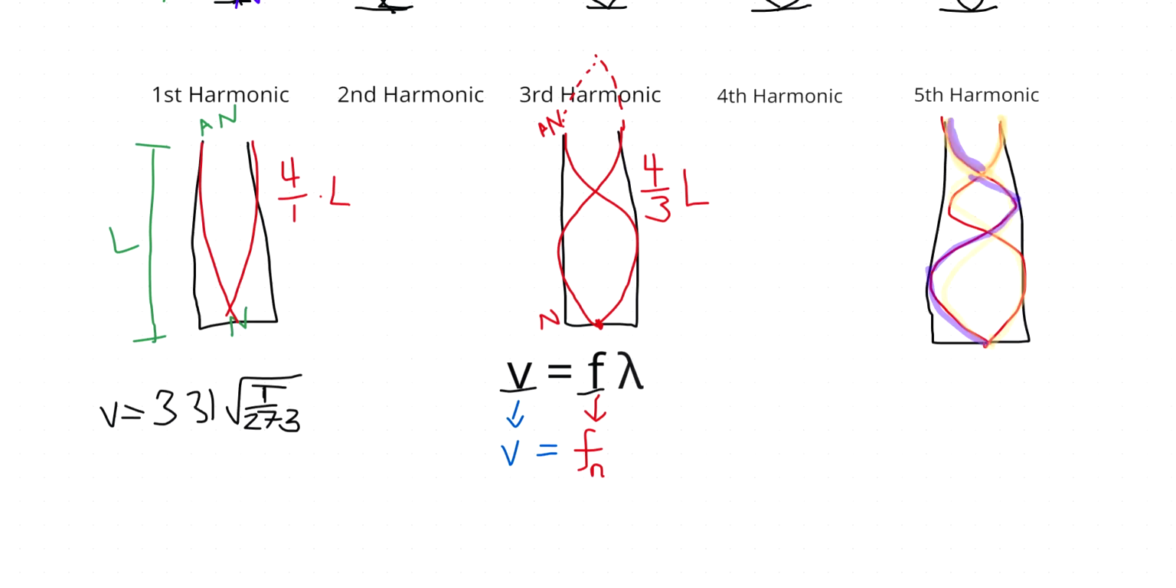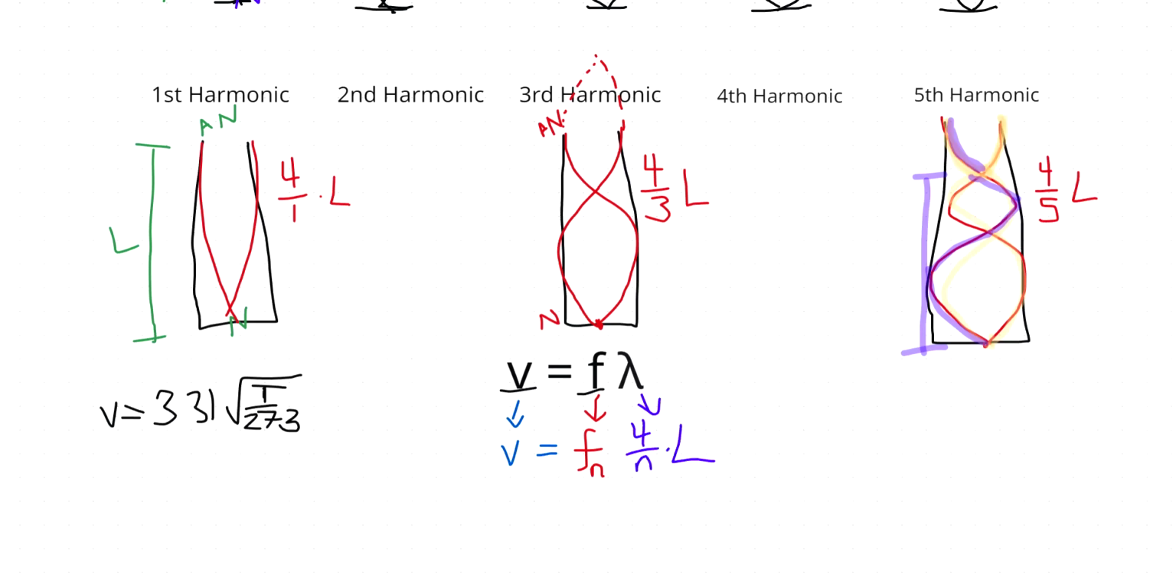So our equation is going to be, how much is this piece right here? This is 1 wavelength, right? Well, that piece is 4/5 L. And again, you should see a pattern here. Our wavelength is going to be 4, here's where our equation's different, over N times L.